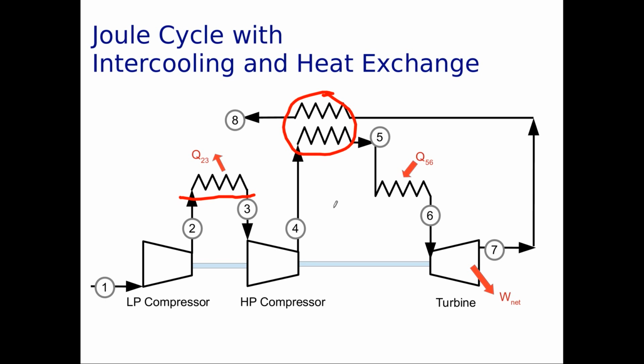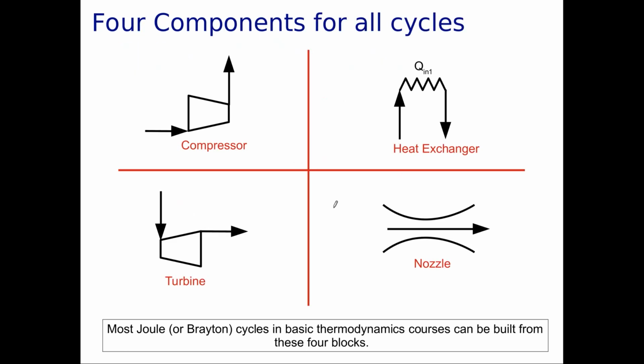That complexity may well seem a bit overwhelming, but the point of this video is to try and convince you that in actual fact there are only 4 components you need to look at to build up all these cycles, and in fact all the cycles in a basic thermo course. These components, which can be stacked a bit like Lego in various ways, are the compressor, the turbine, a heat exchanger, and a nozzle.